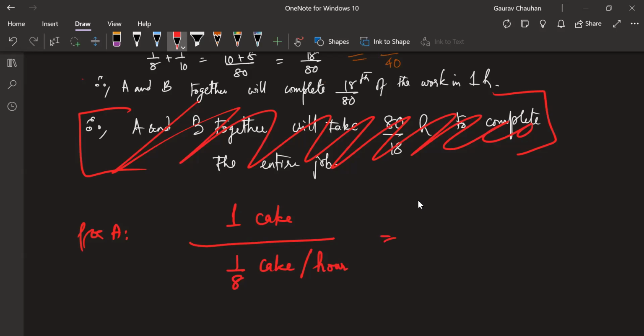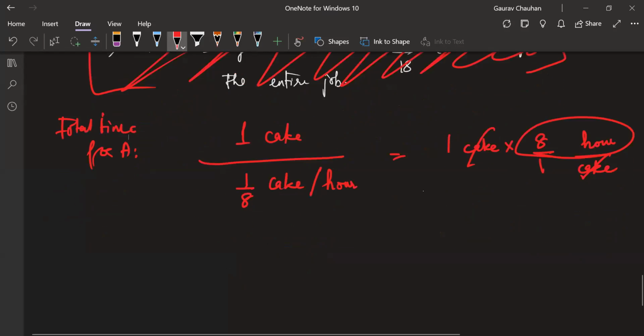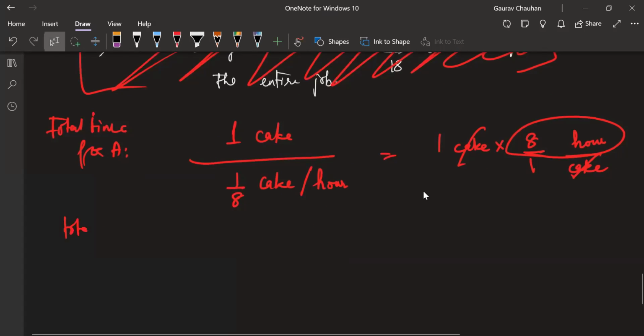This will become what, guys? 1 cake into 8 by 1 hour by cake. Cake cancel. I have 8 hours as the total time for A. Now let's do it for B. Total time for B.